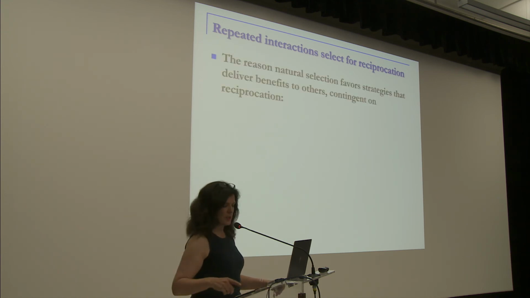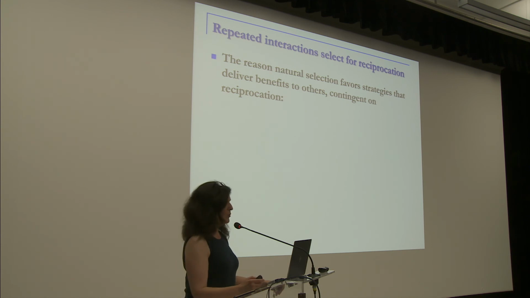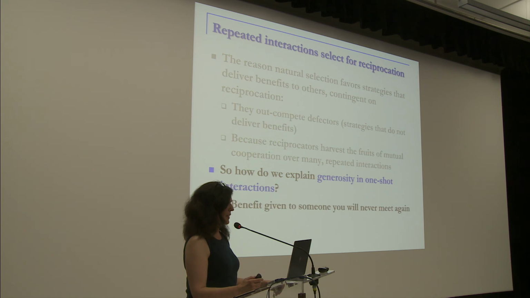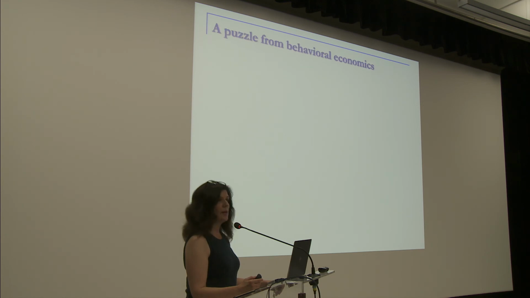The reason natural selection favors strategies that deliver benefits to others contingent on reciprocation is that they outcompete defectors, strategies that don't deliver benefits, because reciprocators harvest the fruits of mutual cooperation over many repeated interactions. So how do we then explain generosity in one-shot interactions? Benefits given to someone you will never meet again. So no reciprocation is possible. So that raises a puzzle from behavioral economics.